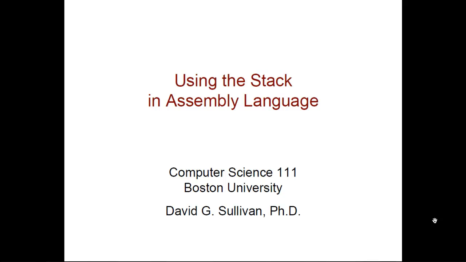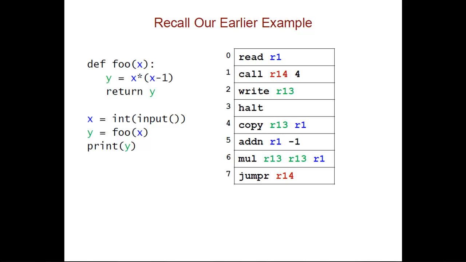In this video, we're going to look at how we can use the stack when programming in assembly language. We're going to go back to the example that we looked at in the previous video, in which we were using assembly language to implement something comparable to this Python program, where we have a function that takes a number x and returns x times x minus 1. And that function was being implemented by these 4 lines of our assembly language program.